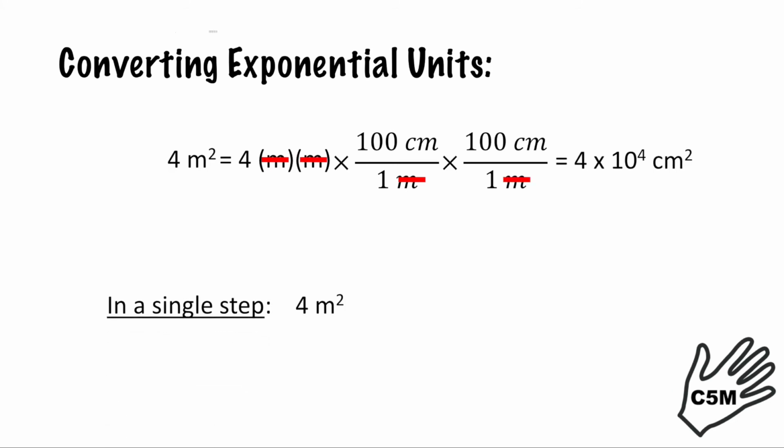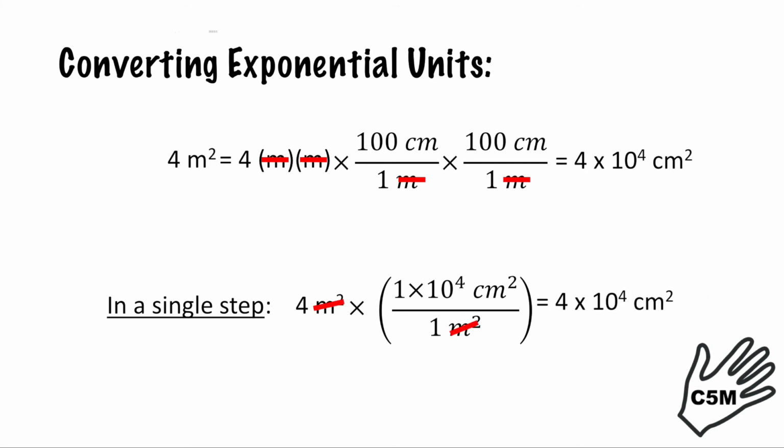There is a way to convert this quantity in a single step if you remember one important detail. Write the conversion factor between centimeters and meters in parentheses with an exponent of 2. Remember to apply the exponent to both parts of the conversion factor, the number and the units. This will change the numbers in the conversion factor and allow you to cancel out the initial units in a single step.